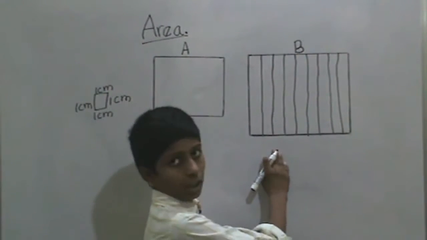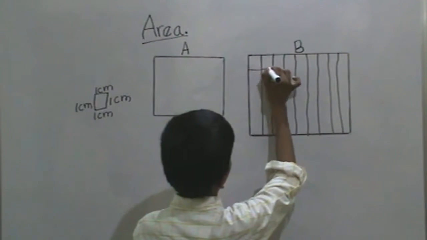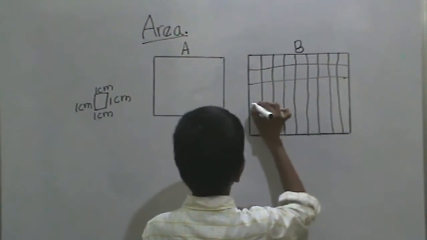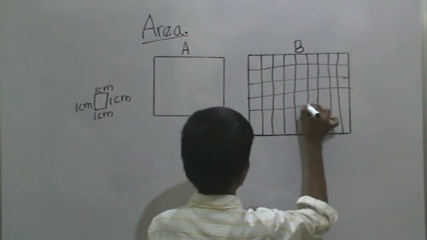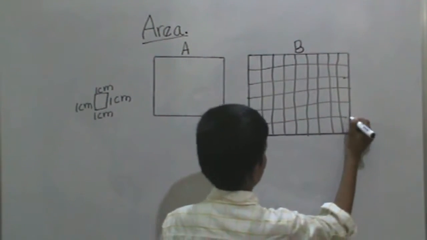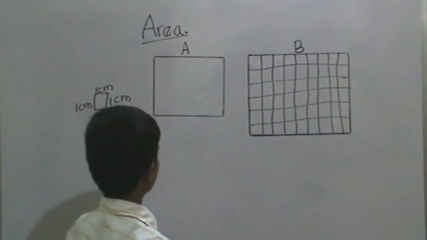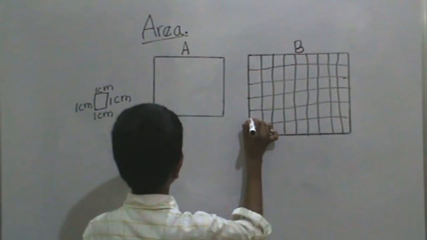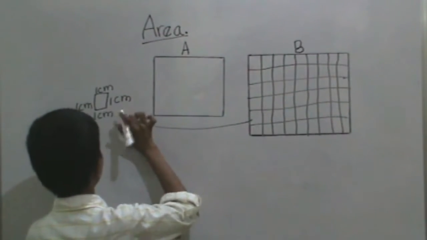Now let us divide it horizontally. Okay? Now we have 1 centimeter squared boxes in rectangle B. Each centimeter squared box is the same thing as this here. Okay?